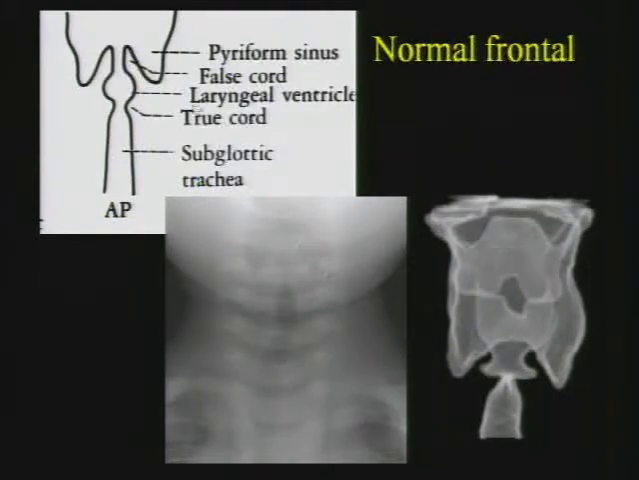On the frontal view, here in a schematic diagram, radiograph, and here's a volume rendered rendition, you can see the area of the true cords is where the larynx is, the vocal cords, and you can see a little bit of the piriform sinuses, and then the shape of the proximal trachea is fairly characteristic and normal.